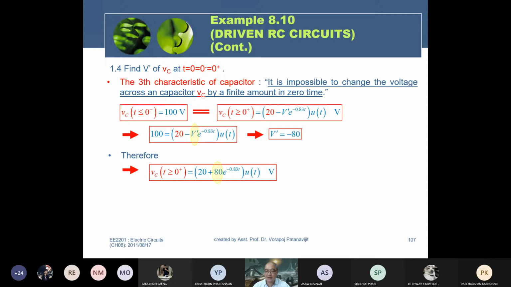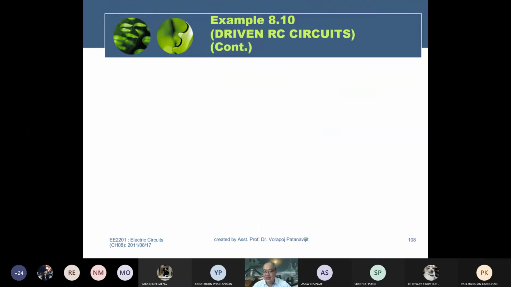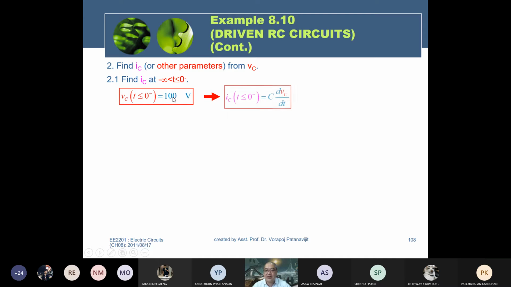The general form solution of the capacitor voltage equals 20 plus 80 e to the power minus 0.x3 t. Okay, and if the question would like to ask you for more, such as here, asking you for IC, derive it from VC. IC for time less than 0, due to the VC being constant, equals 100 volt. Therefore, IC equals C, derivative of V over dt. But V is constant, its derivative equals 0. Therefore, the capacitor current equals 0.